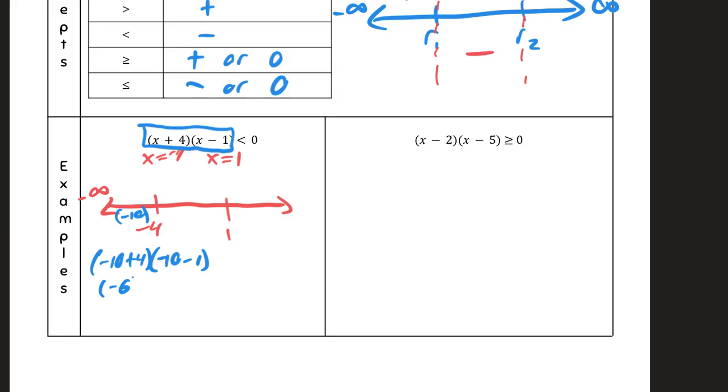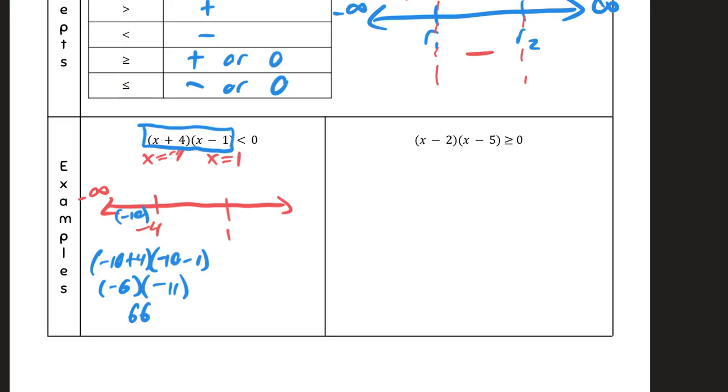That's what, negative 6 times negative 11? What does that equal to? 66. Okay. We're doing a sign chart, so we don't really care that the value is 66, because if I picked negative 10, but somebody else picked negative 5, which would still be between those two values, you're going to get different numbers here. You're still going to get the same sign, right?